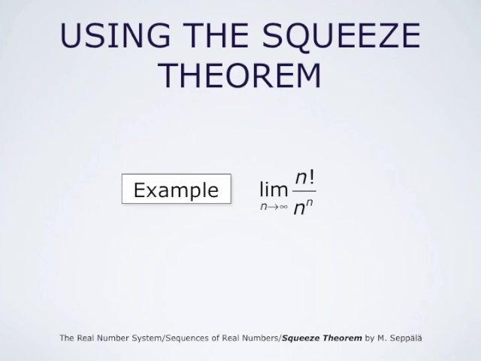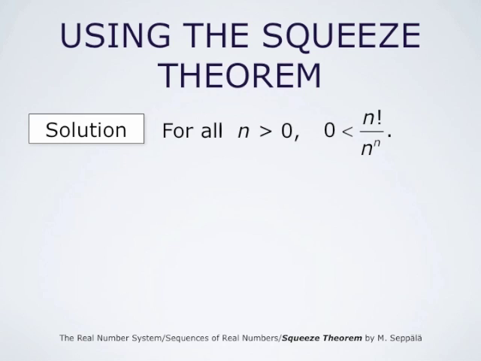As an example of the use of the Squeeze theorem, let us consider the task of computing the limit as n goes to the infinity of n factorial divided by n to the power n. By n factorial we mean the product of numbers all the way up to n, starting with 1. So n factorial is 1 times, 2 times, 3 times, and so forth, all the way times n.